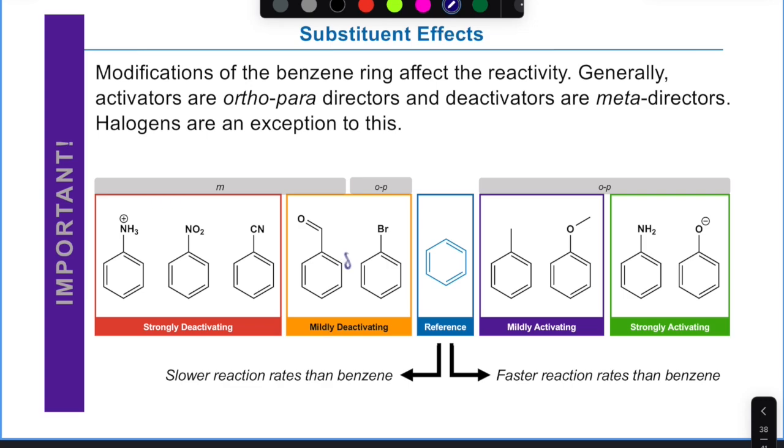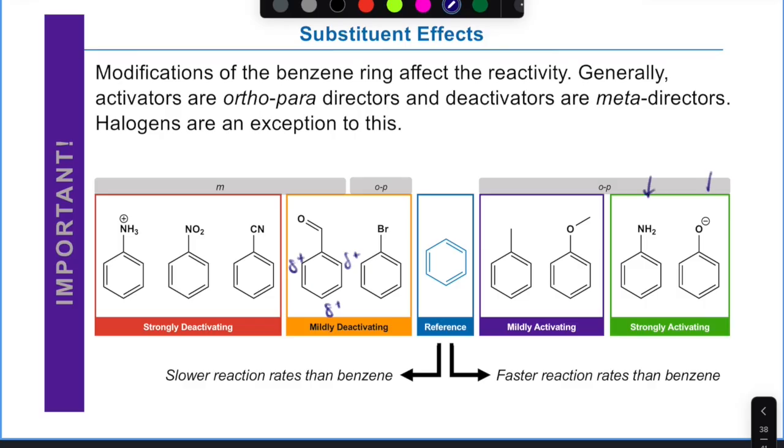And then the halogens are the exception. So these ones are mildly deactivating, but they're ortho-para directing. Benzene is our reference. And then if we go to the activating side, we're going to have our alkylbenzenes, and we're going to have our ethers, and really strongly activating, really reactive ones, we're going to have aniline and phenoxide.